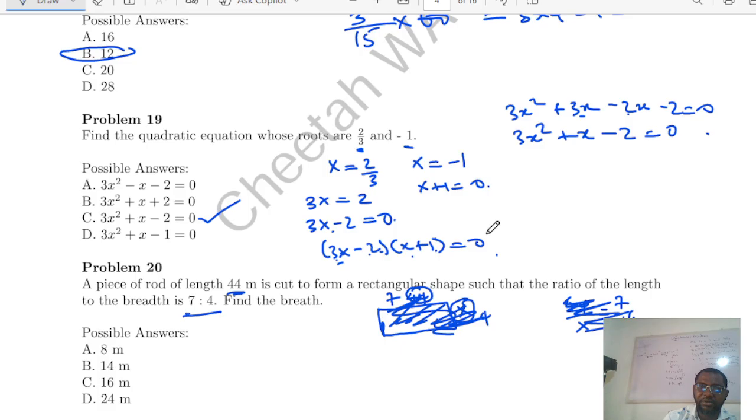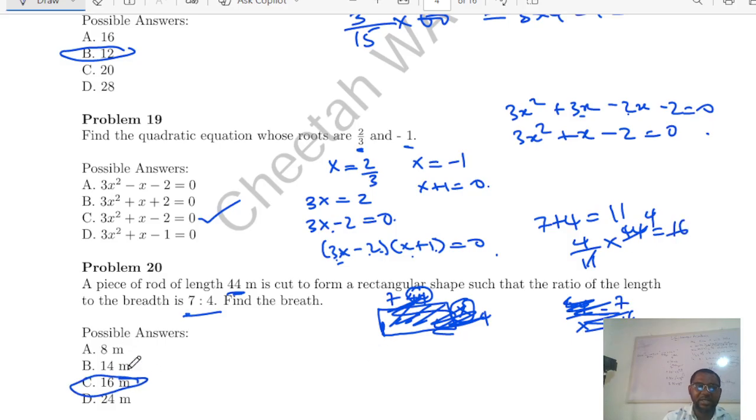So the ratio 7 is to 4. Find the total ratio, which is 7 plus 4, which is 11. The fraction of the breadth is 4 over 11. So multiply by the total length, which is 44. And this will be 4, and the answer is 16. So we have 16. C is the answer here.